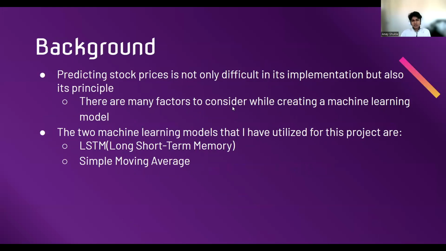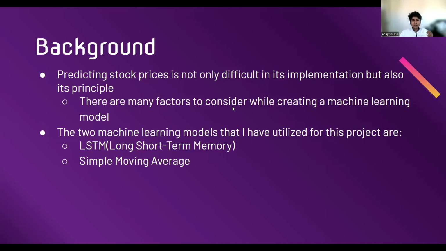Predicting future stock prices is quite complex, not only in its implementation, but also its principle. There are many factors involved in the implementation of the model that cannot be considered, such as the physical or psychological behavior of humans. However, the goal of this project is to test and compare two different machine learning techniques, specifically long short-term memory and simple moving average, and ascertain which technique is superior in predicting future stock prices over a configurable period of time. This project is fully done in Python.